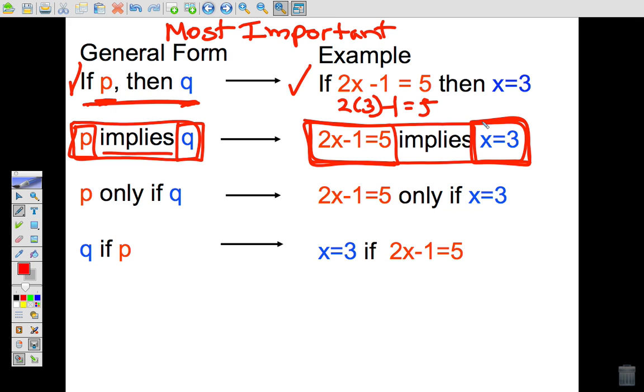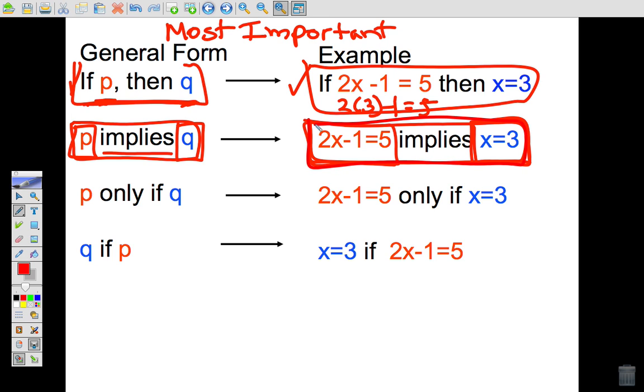So all I want you to be concerned with right now is being able to identify the hypothesis and the conclusion when you have a conditional written different ways. So in other words, can you take a statement like this and identify the hypothesis and conclusion?